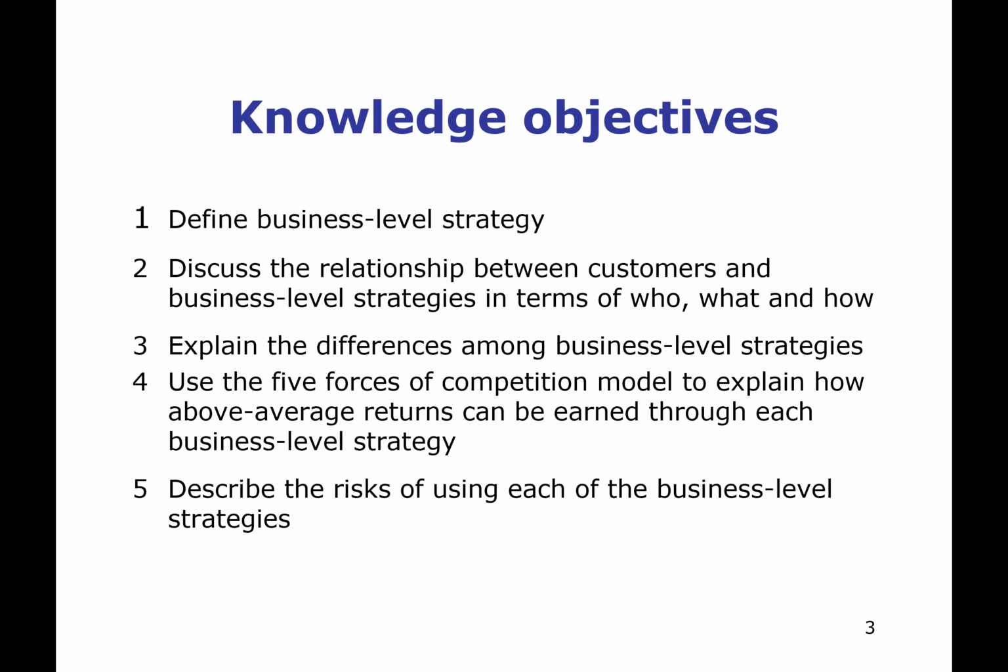Now, objectives 3, 4, and 5 are being done together, in a stepped, staged way, because I'm going to talk about each of the business level strategies, and then I'm going to talk about the 5 forces of competition, how you implement them, and the risks of each business level strategy. Okay, so let's get going.